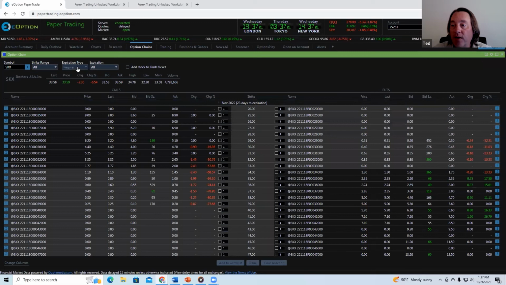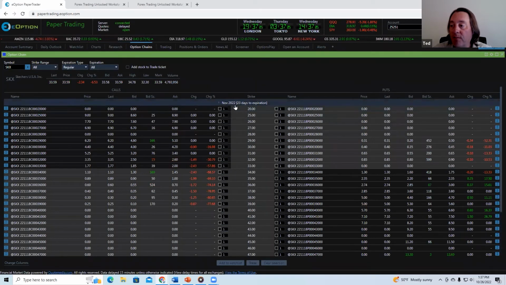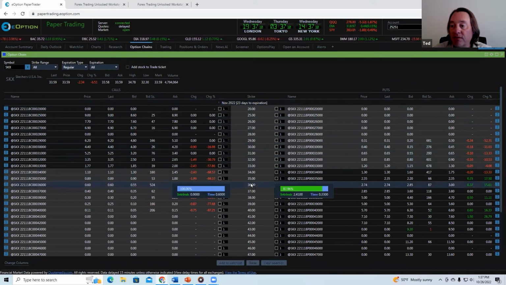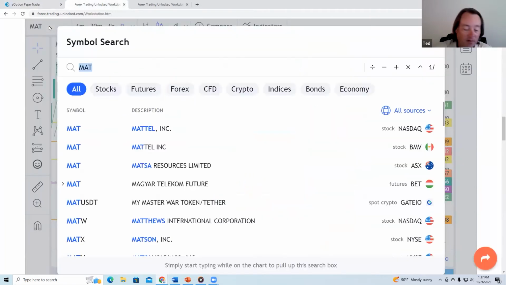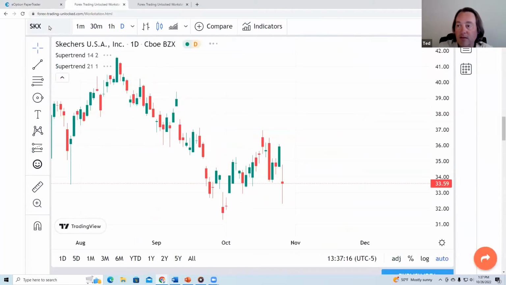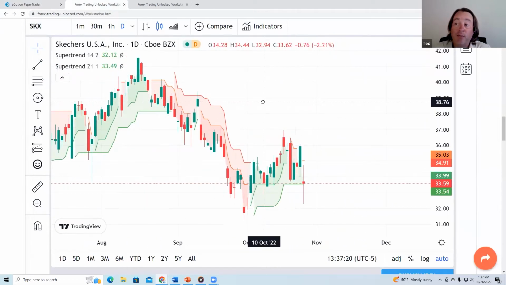So, all right, we have regular, we have all, we have 23 days to expiration. All right, so let's look at this here. We have Skechers pulled up, the option chain's going on. Now we go to SKX here, SKX. All right, now here's another stock that had been, just looks a lot like Mattel.